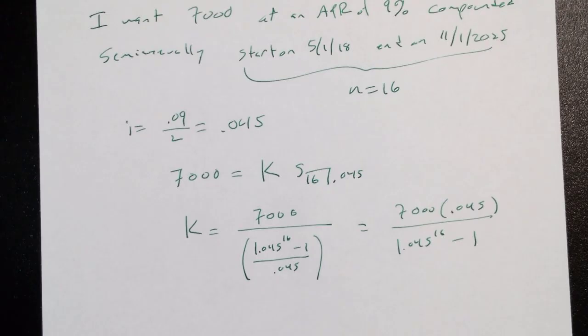Give me a number. By the way, that part's not required. You could work out the term in parentheses first and then do the division. How much do I put away every 6 months?